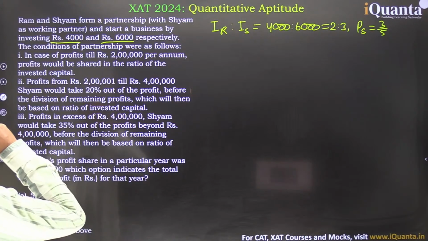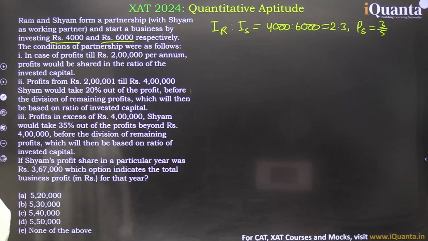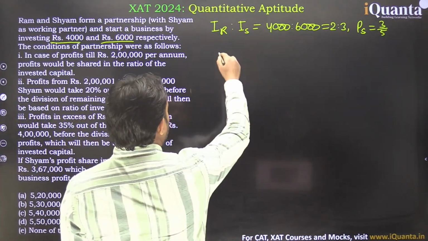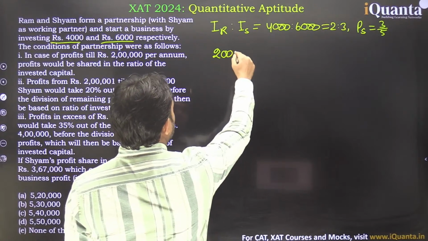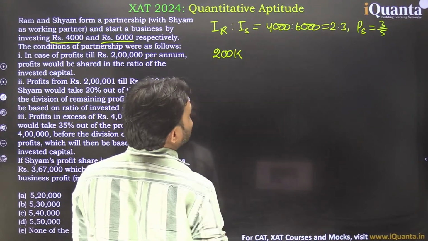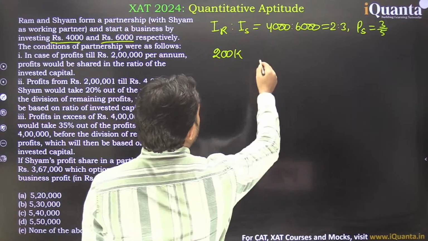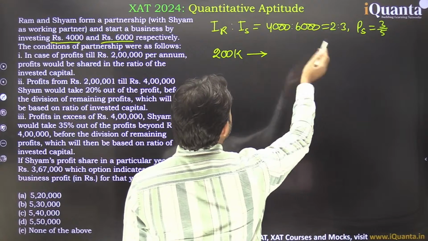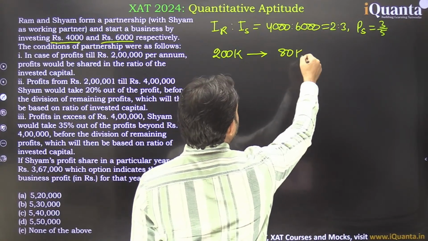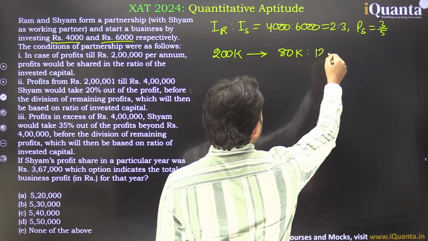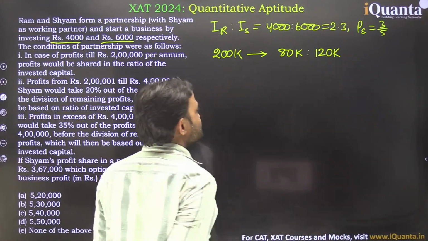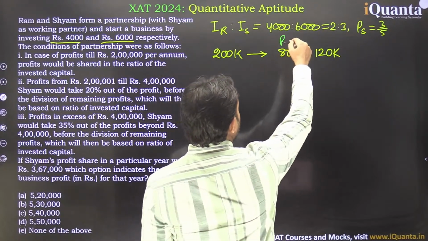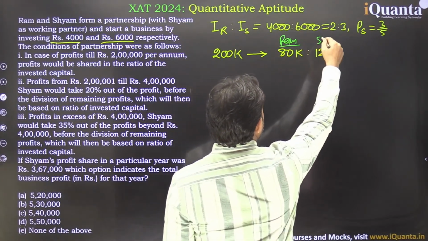Now it says the conditions of partnership are as follows. In case of profit till 2 lakhs per annum, profits would be shared in the ratio of invested capital. So 200K, okay, till 200K, profit will be shared in the ratio of 2:3. So profit would be 80,000 and 120,000, right? 80,000 and 120,000. This is for Ram and this is for Shyam.